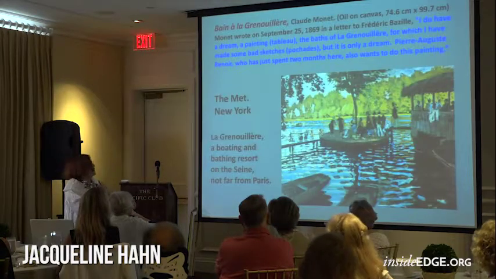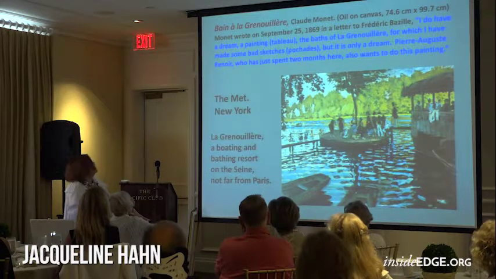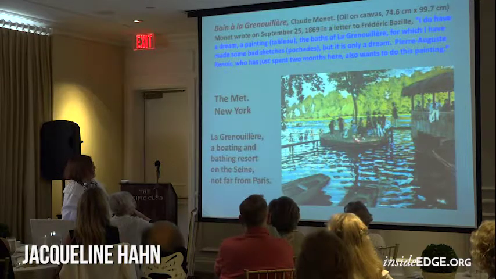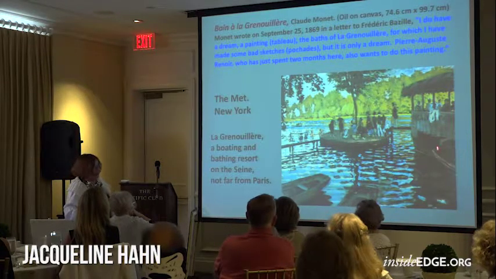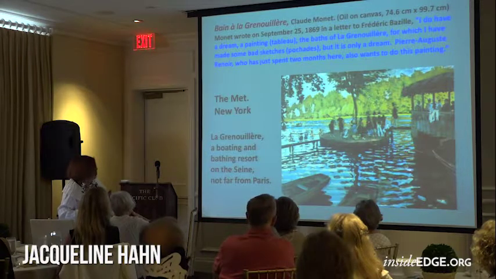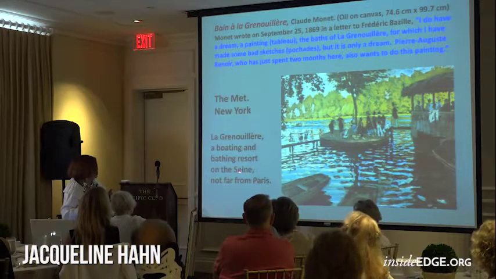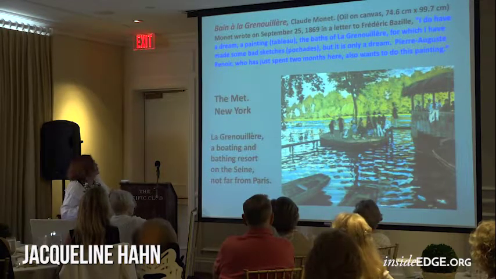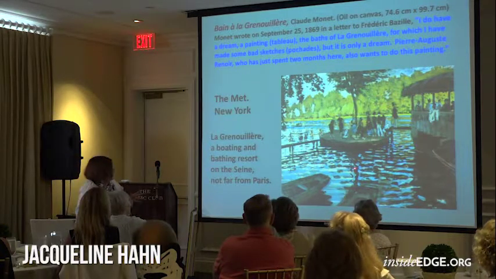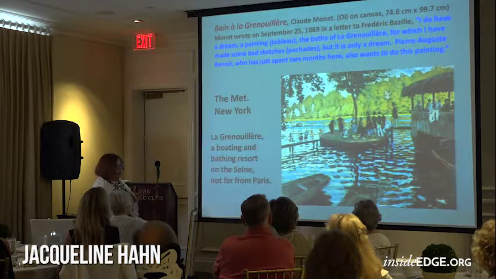Okay, so now there is another painting that is famous to explain Impressionism, Bain à la Grenouillère. So here people are on vacation, they're having fun, they're all dressed up, and there is a reflection of the water. La Grenouillère is a boating and bathing resort on the Seine, not far from Paris. So here it is, you can see the reflection, you can see the brush strokes, and you see the people here dressed up.